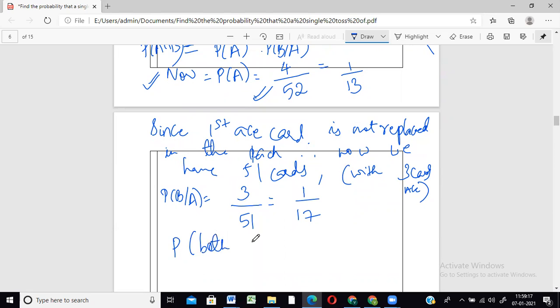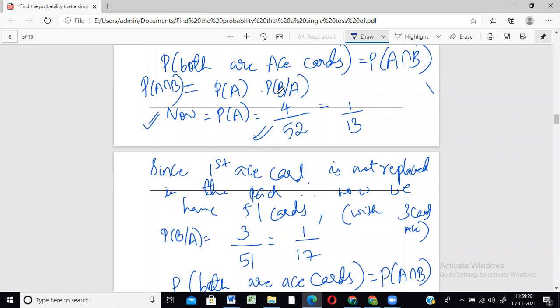So the probability that both are ace cards, which is probability of A intersection B, is nothing but probability of A into probability of B under this condition.